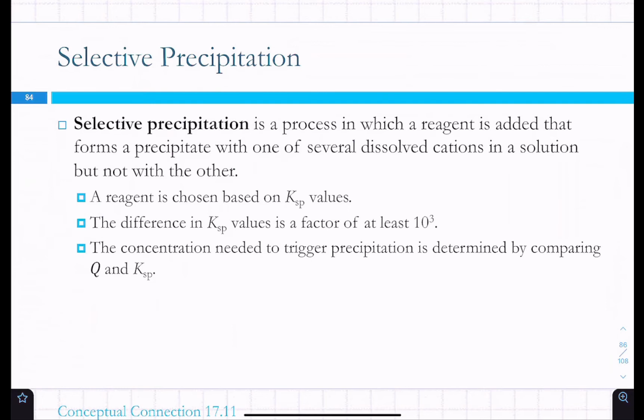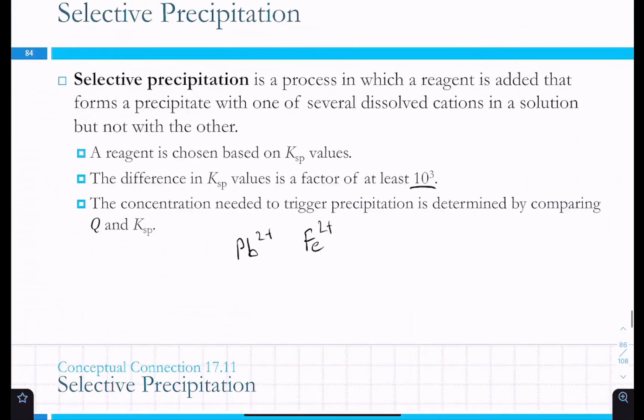Key things here is that reagents are chosen based on KSP values. So if you're trying to precipitate two things, just picking random examples here, like lead 2+ and iron 2+. I think iron 2+ forms a solid with chloride. You want to pick something that's going to have a KSP value with a difference of at least 10 to the positive 3. Right? So three orders of magnitude different in solubility. And then we can compare Q and KSP to figure out how we get to precipitating just one thing.